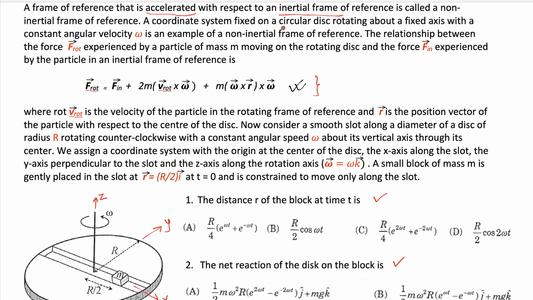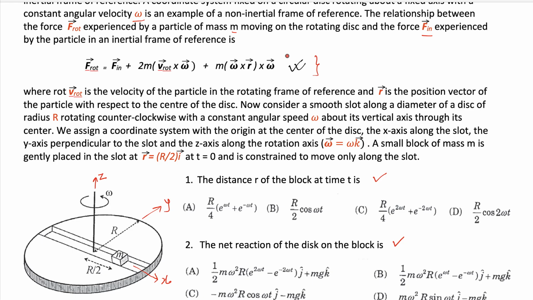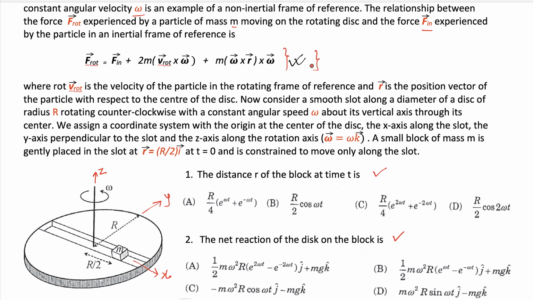A coordinate system fixed on a circular rotating disk about a fixed axis with a constant angular velocity omega is an example of a non-inertial frame of reference. The relationship between the force F rot, in the rotational, non-inertial reference frame, experienced by the particle of mass m moving on the rotating disk, and the force F in, which is the force experienced in the inertial frame. This is the equation. Okay, I will explain a little bit when we start solving this problem.